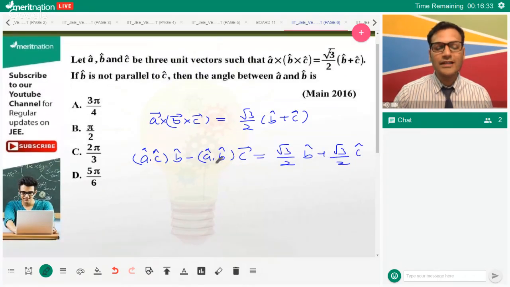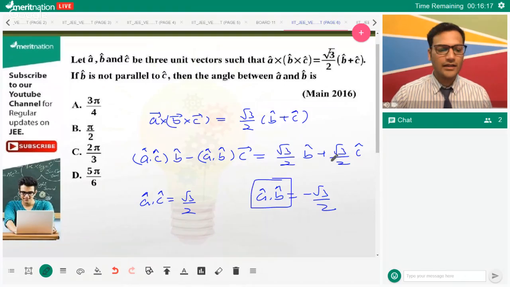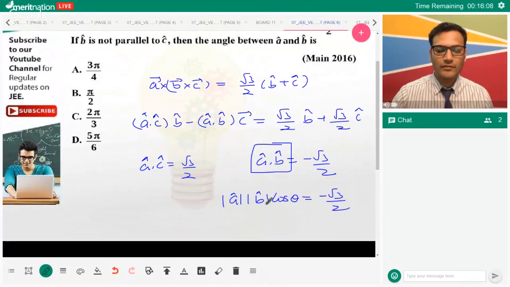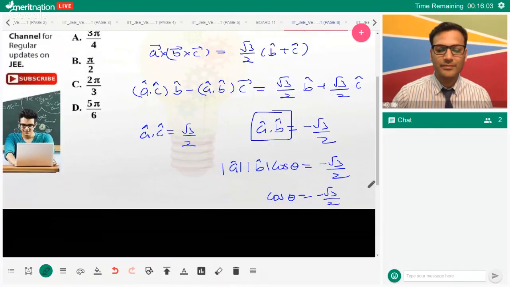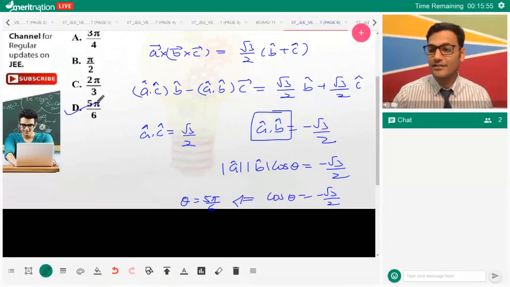So from here on comparison, what we can say is A dot C is equal to root 3 by 2 and A dot B is equal to negative root 3 by 2. A, B, and C are non-parallel. We need to figure out the angle between A and B. We can very easily find out the angle because that will basically be cos theta. These are unit vectors, so cos theta is equal to negative root 3 by 2. When will it be negative root 3 by 2? When theta is equal to 5 pi by 6. Pi minus pi by 6 is the answer to the question.